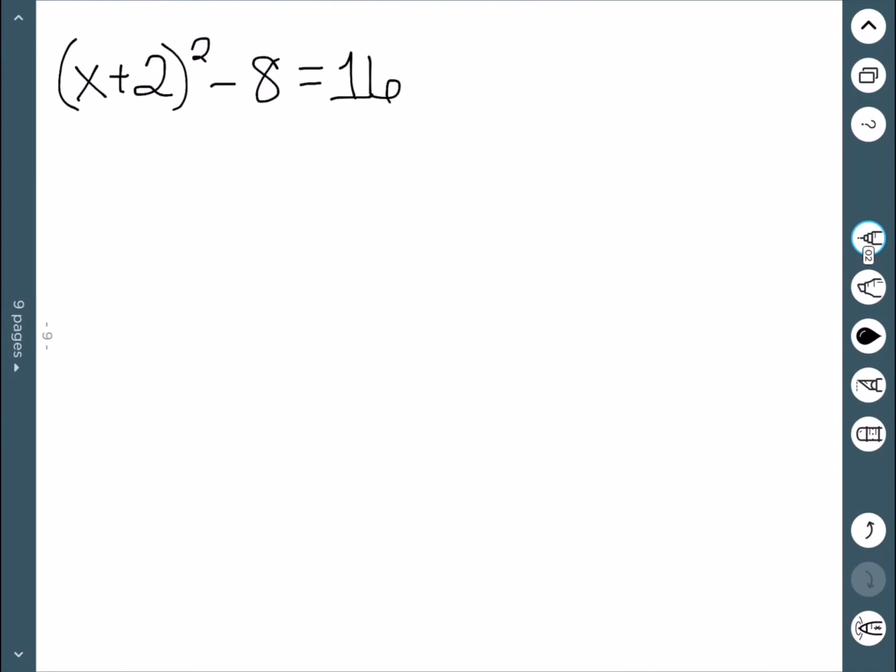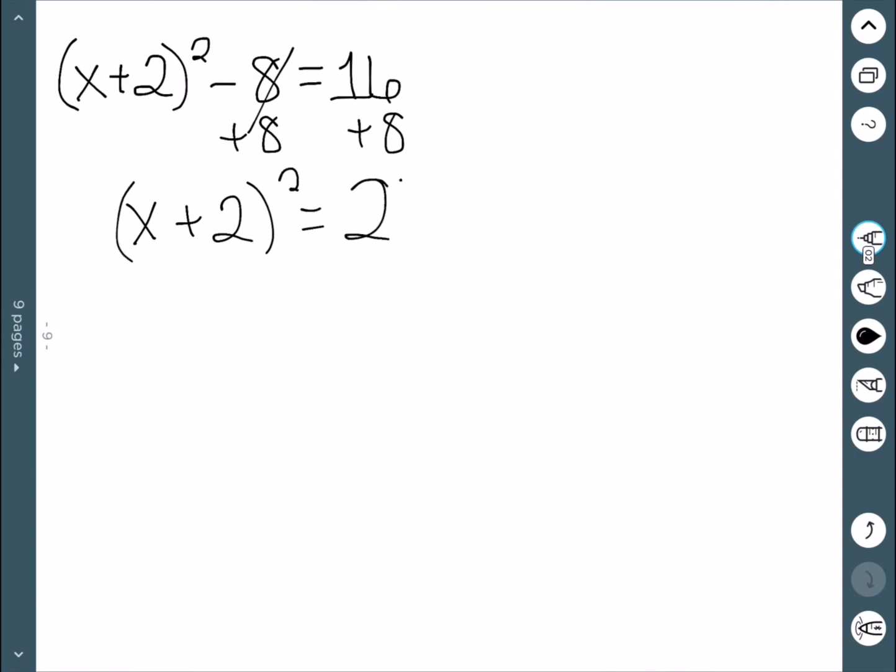One more example. x plus 2 squared minus 8 equal to 16. This one we're going to have one extra step. We need a squared term on the left and just a number on the right. So we'll add 8 to both sides here. The left then becomes x plus 2 squared. The right becomes 24. We can then take the square root of both sides. We get x plus 2 is equal to plus or minus the square root of 24.